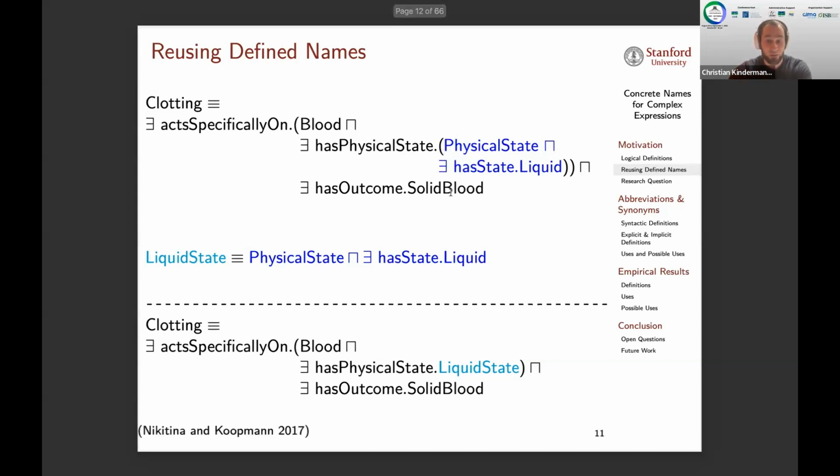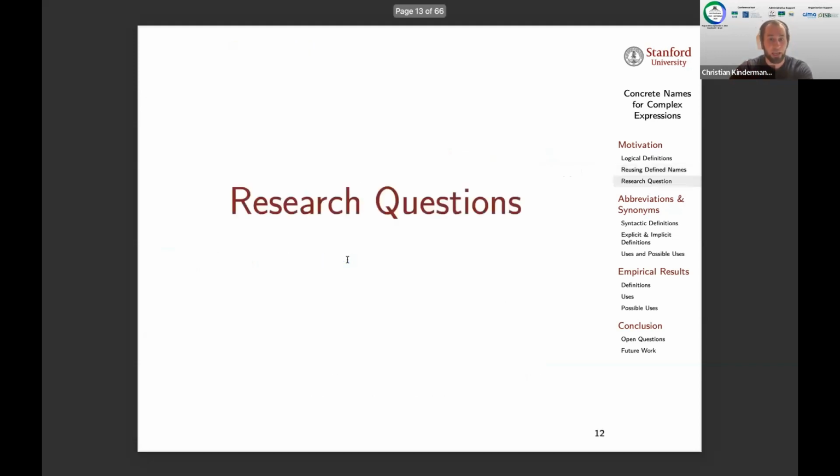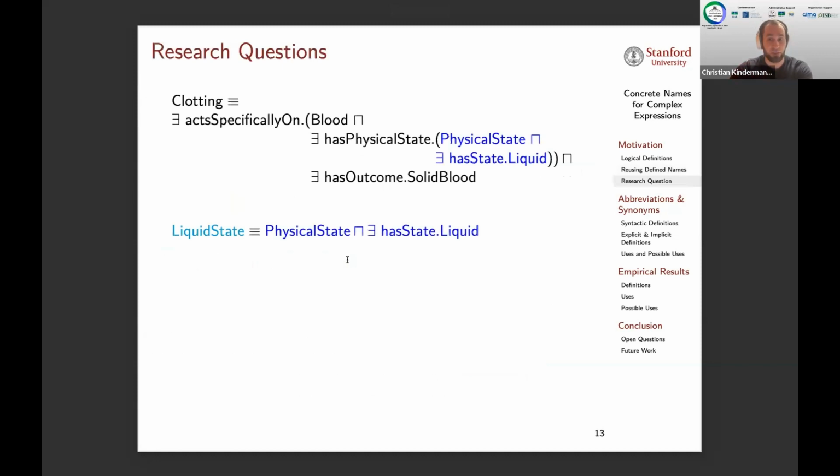And by the way, this is not a made-up example. I've taken this example from a publication from Nikitina and Koopman in the year 2017, and it's a great paper, and I highly recommend you have a look. Anyway, back to the topic at hand. So I was wondering how these named classes, which have a logical definition, are used in ontologies. And this then raises the following research questions.